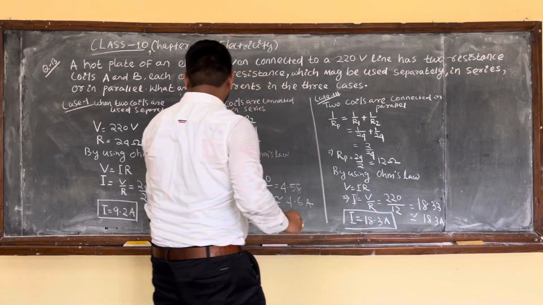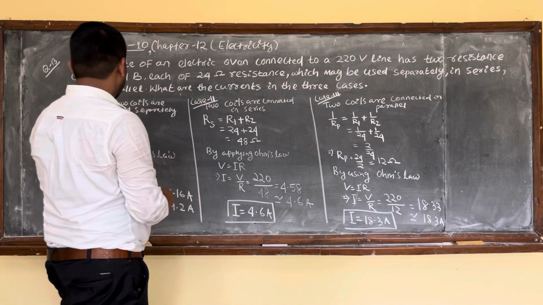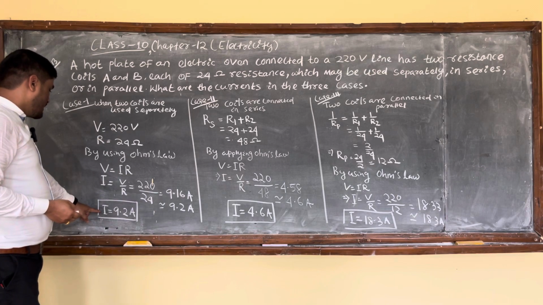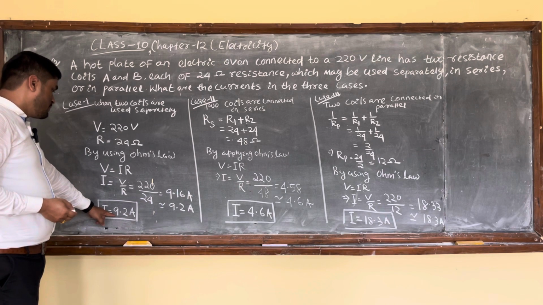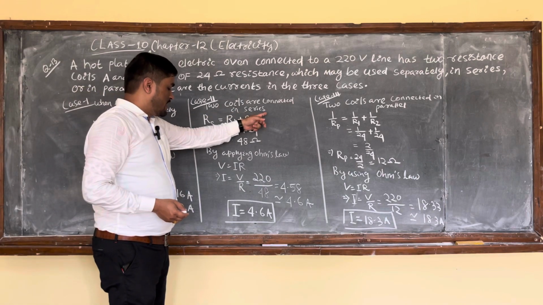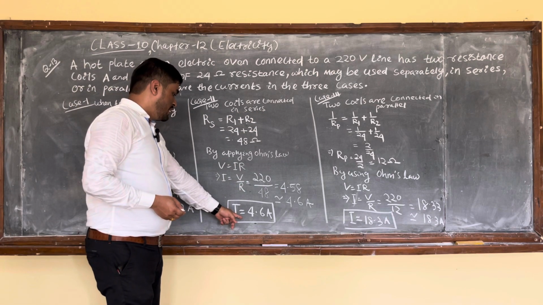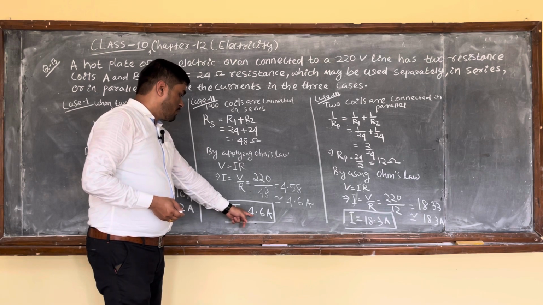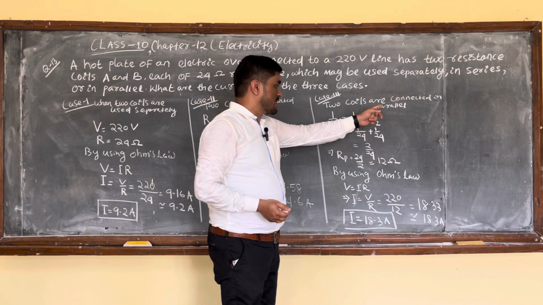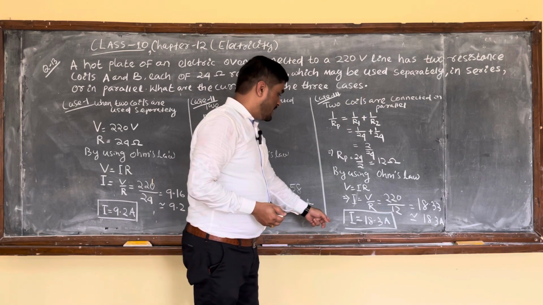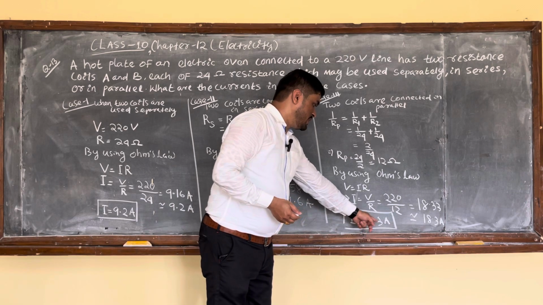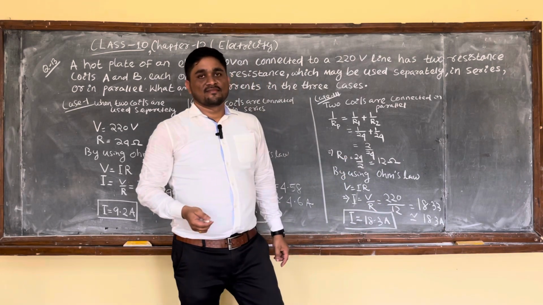So these three are the required answers. When the two coils are used separately, you find the current I is 9.2 ampere, and when the two coils are connected in series, you find the current is 4.6 ampere. And third case, when the two coils are connected in parallel, for that case you find the current I is 18.3 ampere. Thank you.